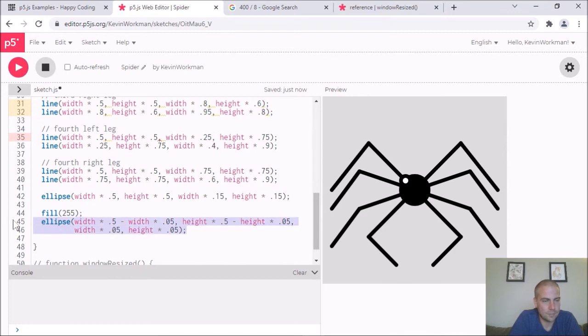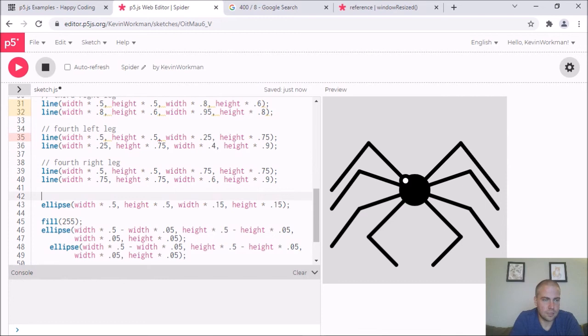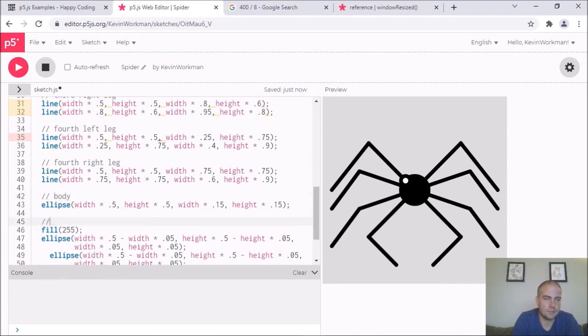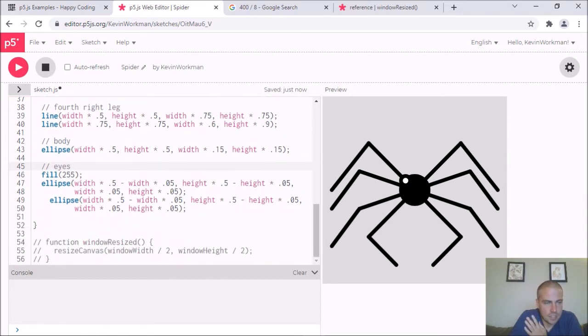So let's keep on trucking. So the body, and then this will be eyes. So I've got my left eye, and now this is my right eye. So I want that to be basically the same, except instead of going to the left of the center, I'm going to go to the right of the center. And I think everything else is the same. So goofy.